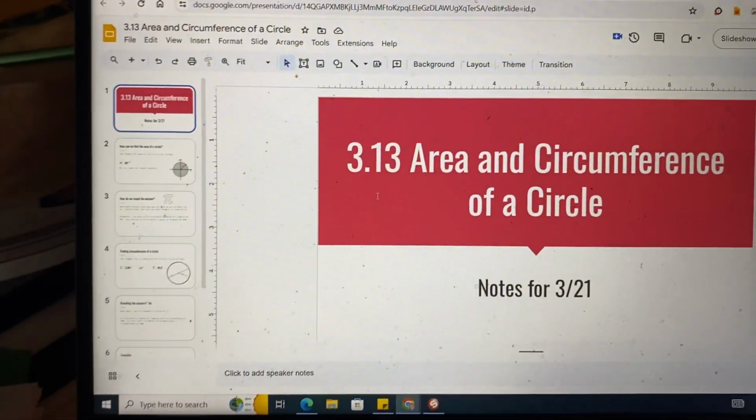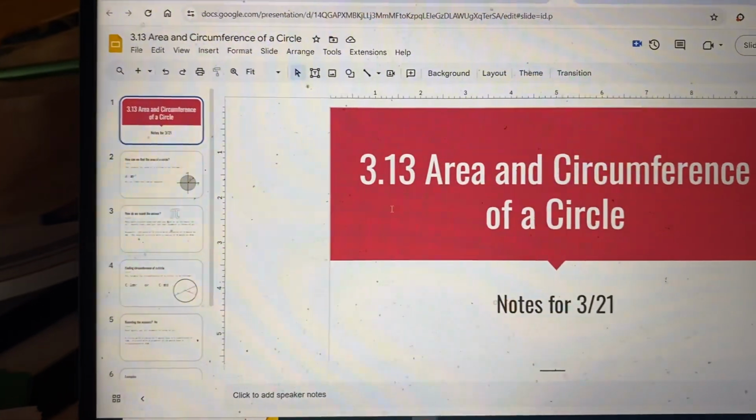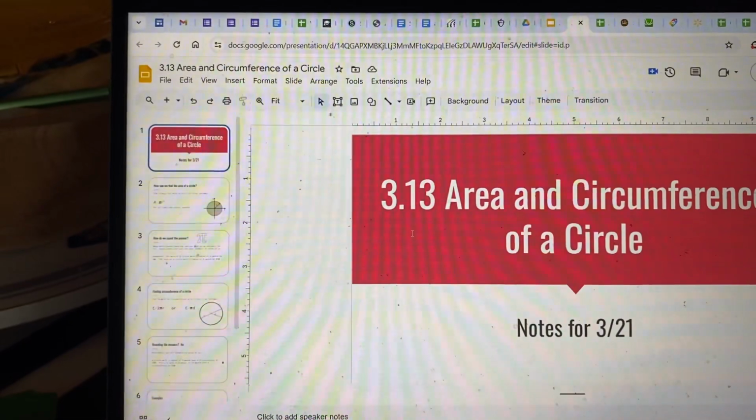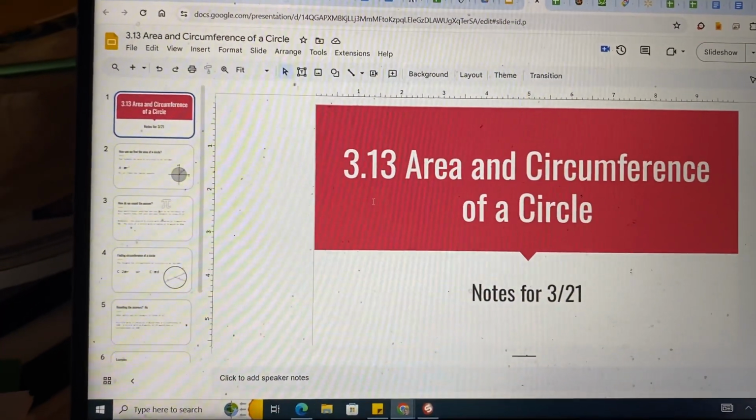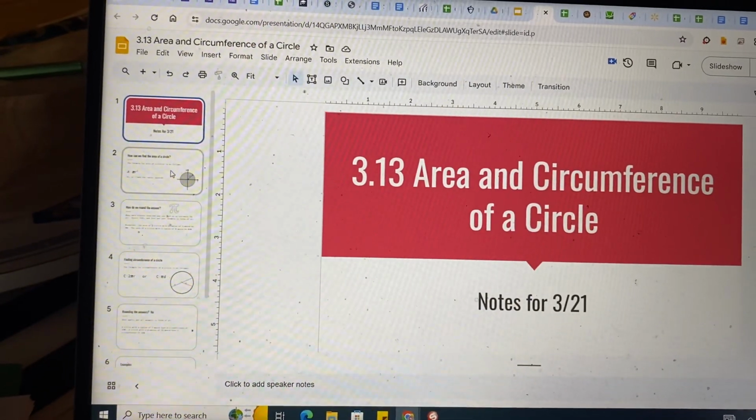All right, this is Mr. Wyrick, and right now we're going to cover 3.13, area and circumference of a circle. These are the notes for Thursday.